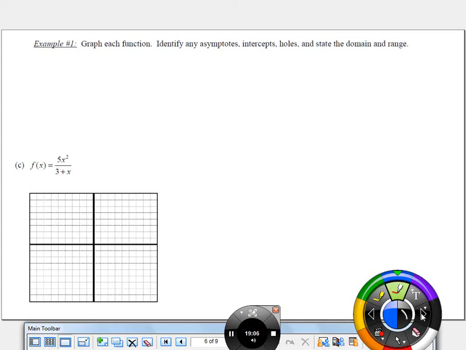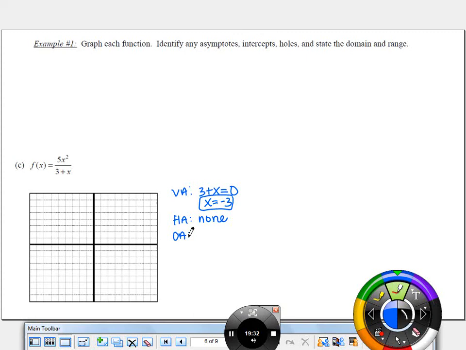Okay, so the next one we have 5x squared divided by 3 plus x. So our vertical asymptote, again, set the denominator equal to 0. We get x equals negative 3. For our horizontal asymptote, we don't have any because the numerator degree is greater than the denominator, which means we have to find an oblique asymptote.